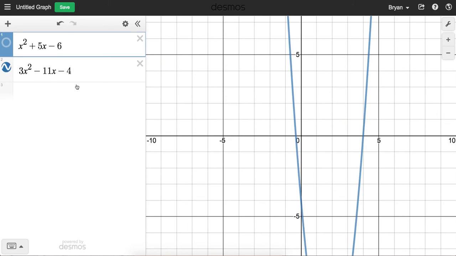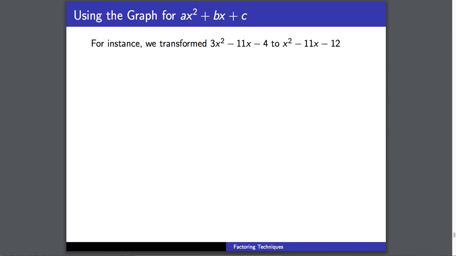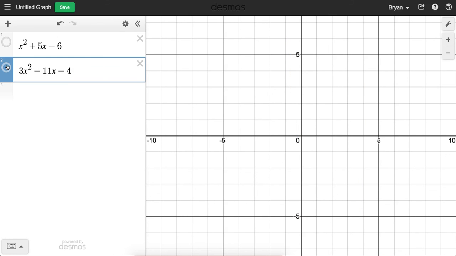Well, here's the graph, and yeah, we do get negative 0.333. We also get 4. And if you know that negative 0.333 is a decimal approximation for negative 1/3, everything's fine. However, we can transform this graph just like we did previously. So it would be x squared minus 11x minus 12. So let's look at the graph of x squared minus 11x minus 12. We'll just change these two values.